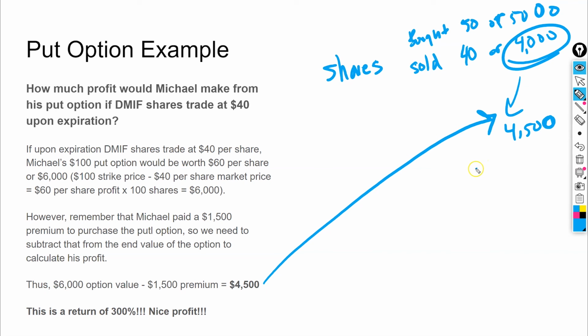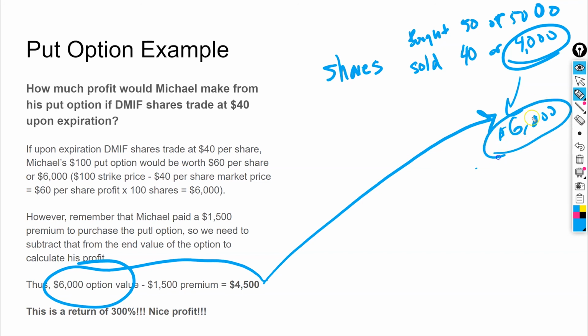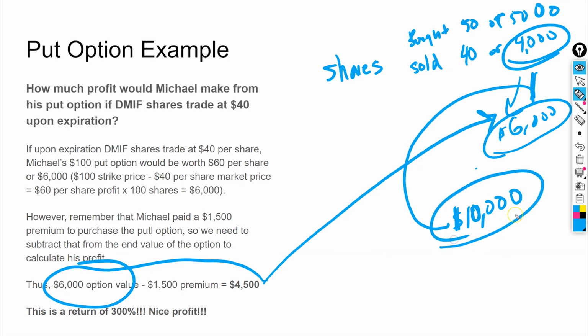So total, he's made. Well, let's back up so we can really go through it. You recall the value of his put option was $6,000, right? So when you add these two together, he sells the put, he sells the shares, he collects $10,000. But now we got to remember he paid $1,500 for the premium. So his profit's $8,500, which is equivalent to him being able to sell the shares at $85 a share, right? Times 100, he would have collected $8,500 total.